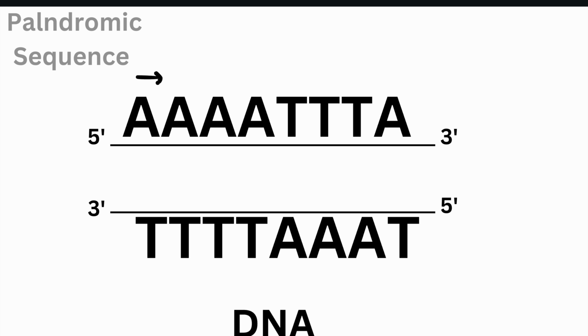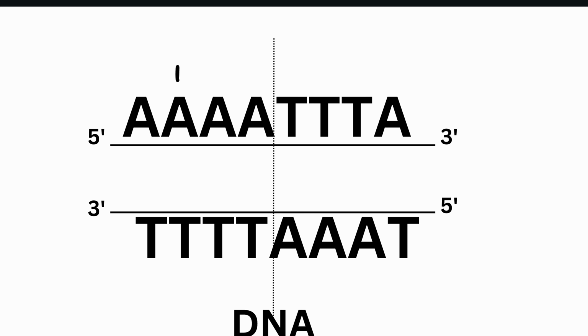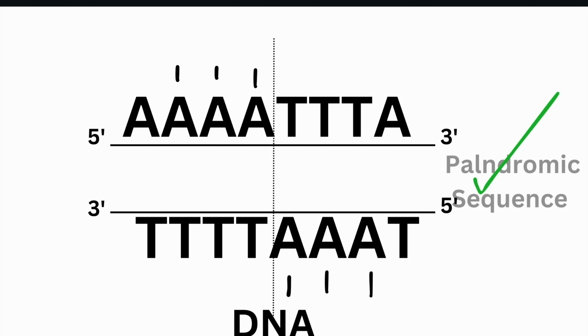We see that there are 3 adenosine residues starting from the top left and also 3 adenosine residues starting from the bottom right. And you guessed it, this means that this sequence is palindromic, certified. Now you can really do this with any sequence. Let's say I give you this sequence and ask you whether it's a palindromic sequence or not.